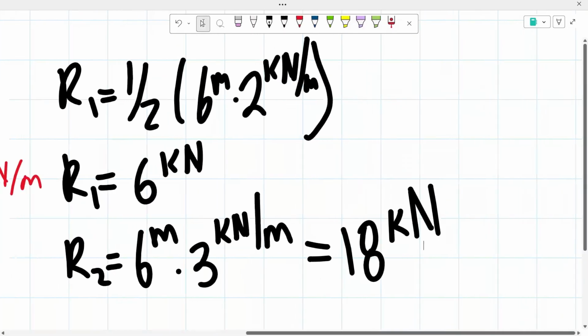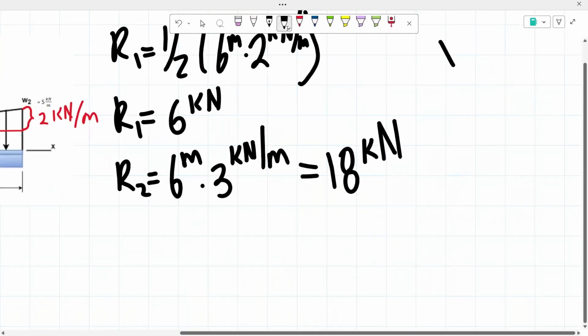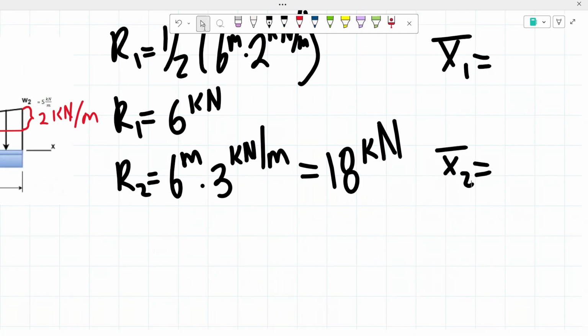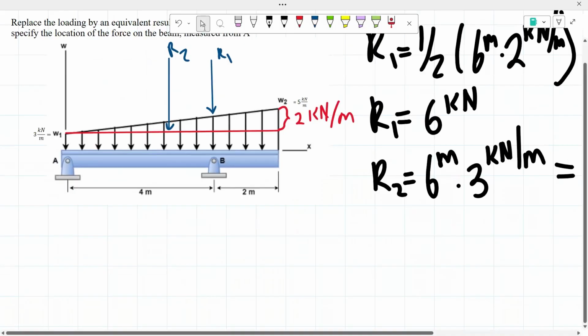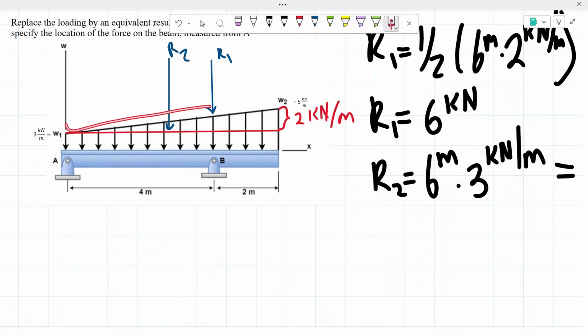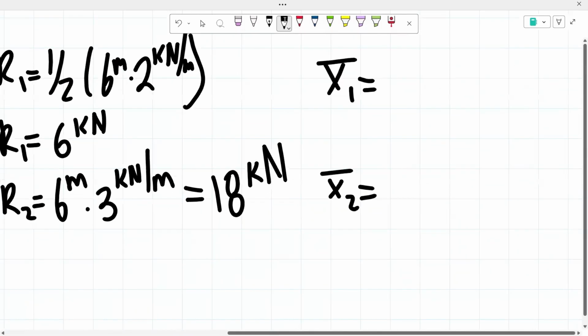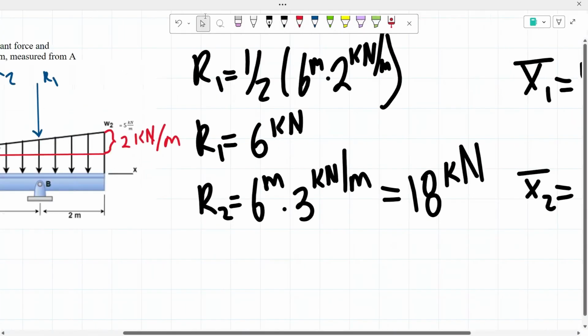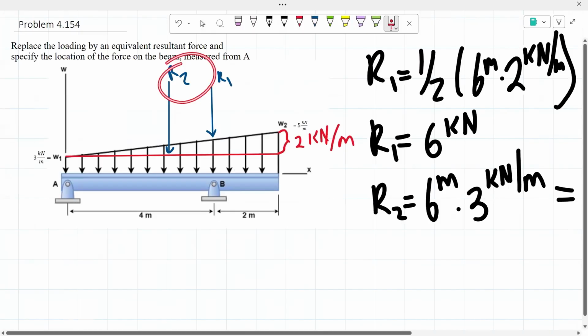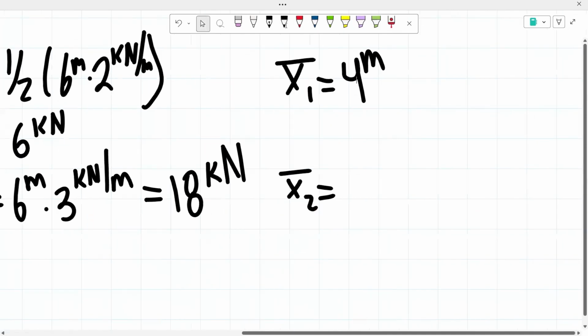So from there, we would have to determine the location of each of these ones. Once again, if you guys remember what I mentioned earlier, for a right triangle, since we're basing the locations from point A, the location of R1 is going to be exactly 2/3 in. So we said that 2/3 of this 6 meters is 4 meters. So our location is 4 meters from point A. And for our second force, we know that's mid-span of the beam, so that's 3 meters. The location for our second force is 3 meters.